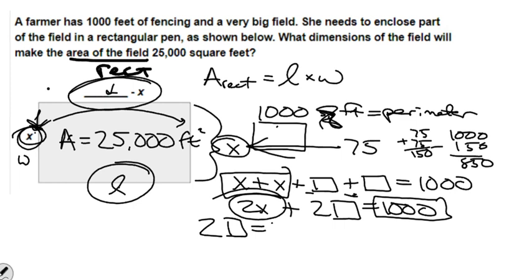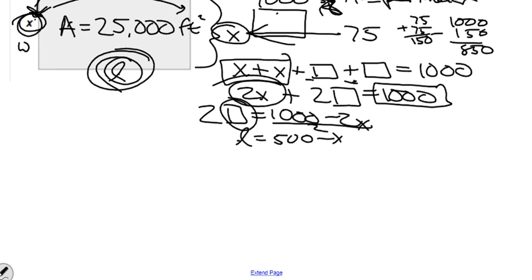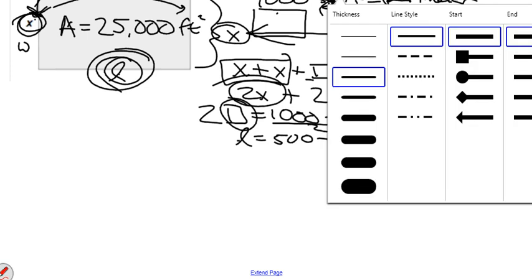So 2 boxes is equal to 1,000 minus 2x. And then to figure out what one of these is, which is basically my length, your length is going to be equal to this divided by 2. So it's 500 minus x. And that is what we are looking for to go in right here, this 500 minus x. Once I have that established, then it becomes basically a working with the numbers thing.